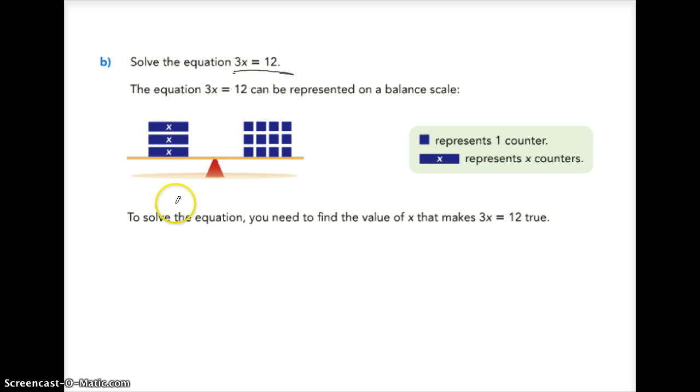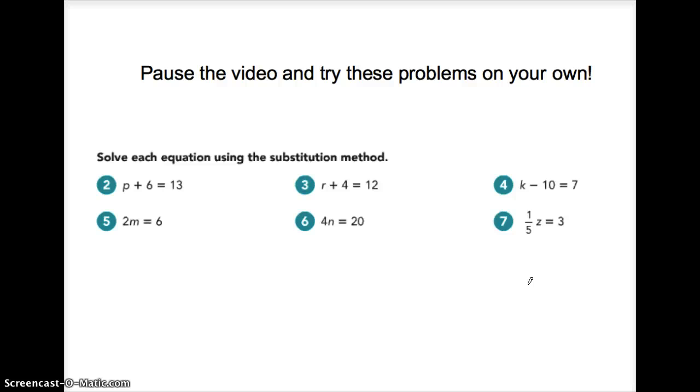Okay, so here's our balance equation. To solve the equation, you need to find the value of x that makes 3x equals 12 true. And we know that our solution will be x equals 4. You can try your solution and then go back and see if it is true. So 3 times 4 is 12. Yes, that is true. Okay, here we go. Next slide. I want you to pause this video and try these 6 problems on your own.